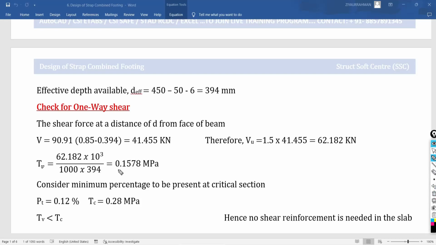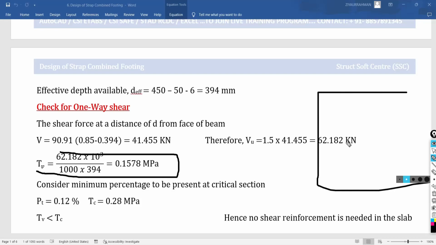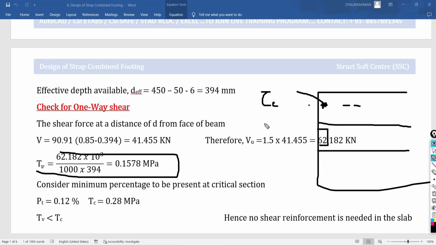We are getting 0.1578 MPa, Newton per mm square. This is the nominal shear. Now I want to see how much the critical capacity is at that critical section. How much is the load carrying capacity or stress carrying capacity at this one-way shear section? I just want to calculate that, and that we denote by tau c, critical capacity.